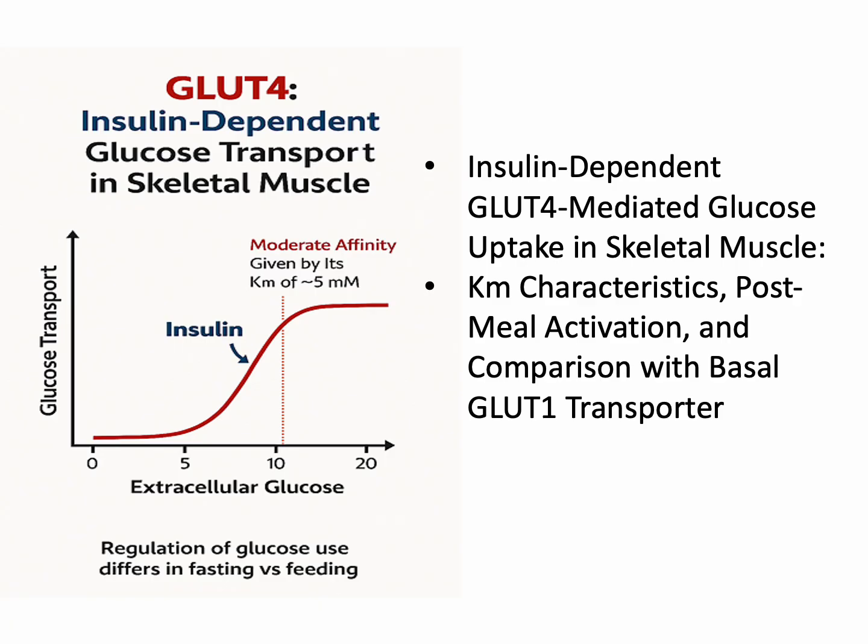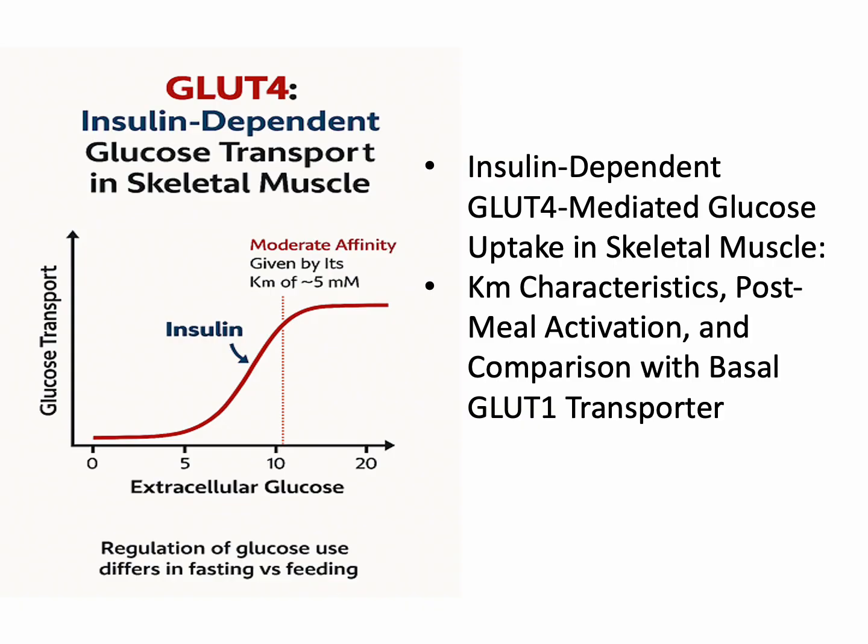Now we go back to GLUT4. GLUT4 is a unique glucose transporter found in the skeletal muscles and the adipose tissue. It is characterized by a moderate affinity with a Km of about 5 millimolar, unlike most other glucose transporters. GLUT4 requires insulin to function.